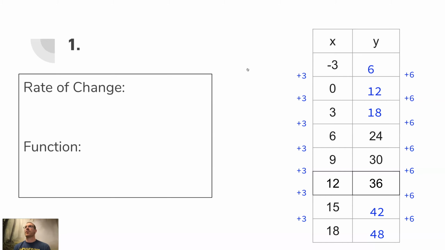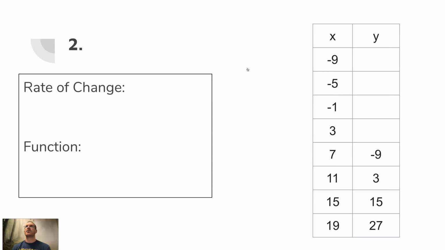Now, what's our rate of change? It's a constant of 6 to 3 or 2 to 1. Either one is acceptable. And that makes it a linear function. So take a look at another example here. Notice this time all of our information is at the bottom of the table. We're trying to eventually work backwards and find out those first 4 values of y.